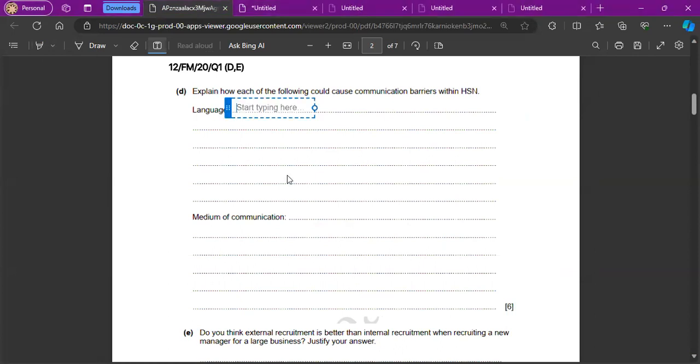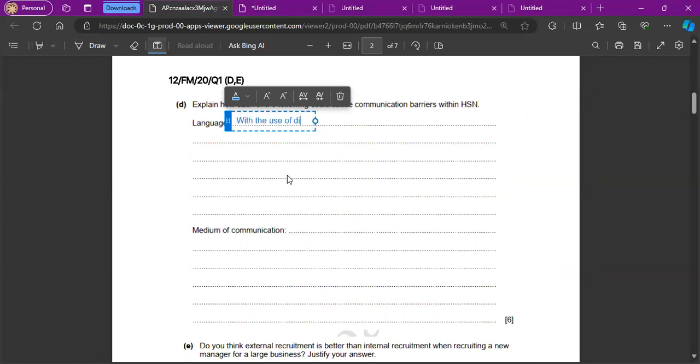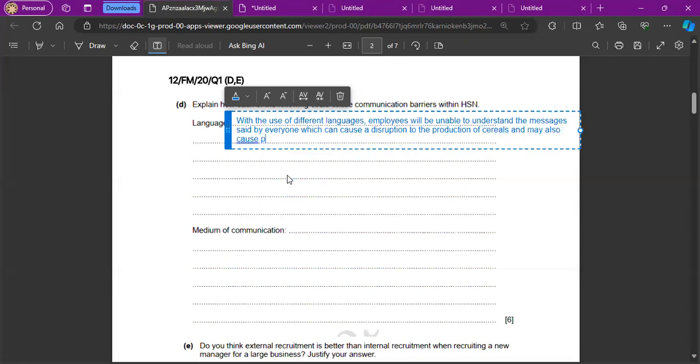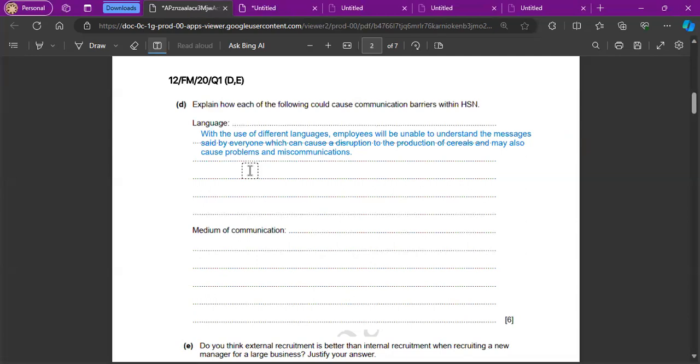So what I would write is, with the use of different languages, employees will be unable to understand the messages said by everyone, which can cause a disruption to the production of cereals and may also cause problems or miscommunication. So that's basically everything. With the use of different languages, employees will be unable to understand the message said by everyone, causing a disruption in the production of cereals and may also cause problems and miscommunication.